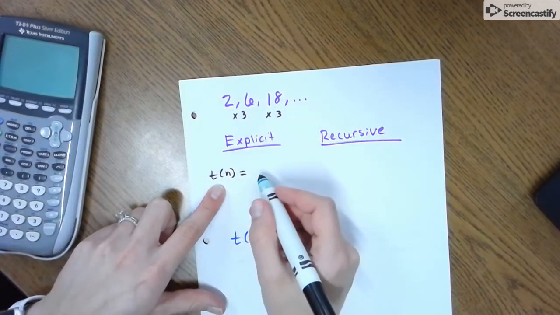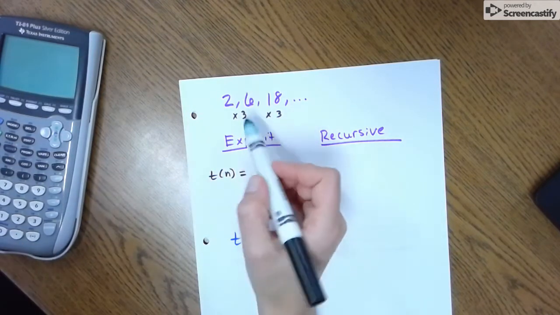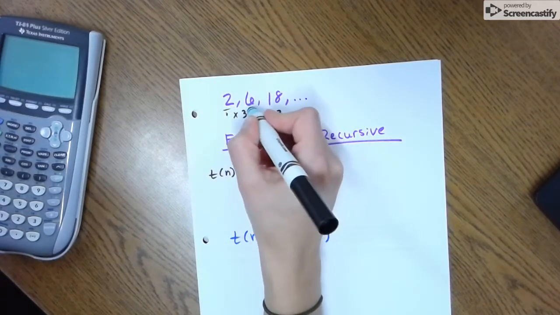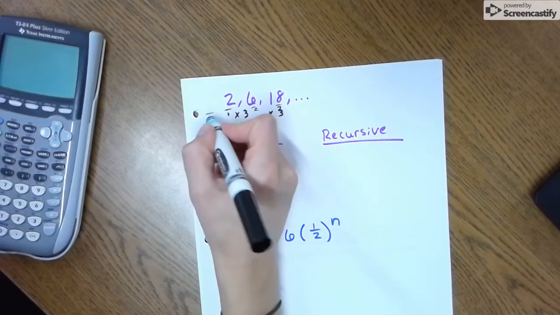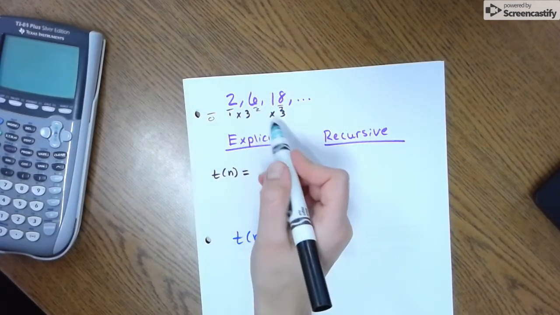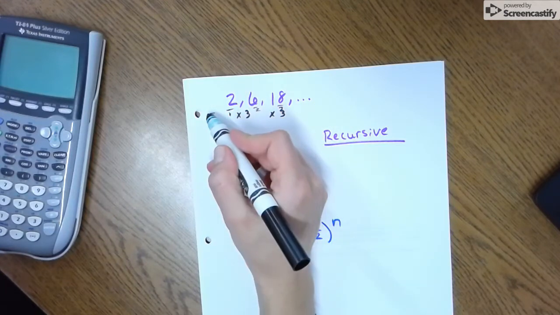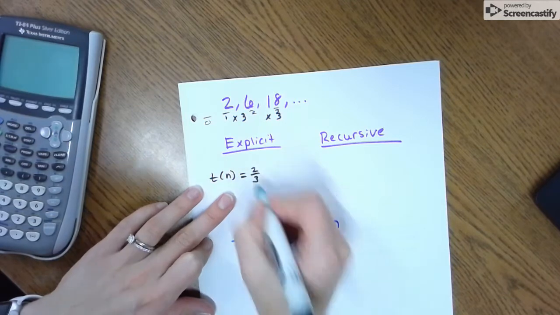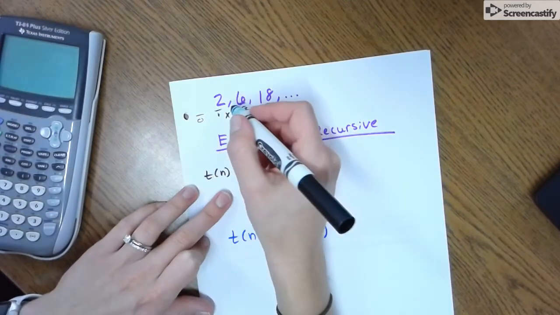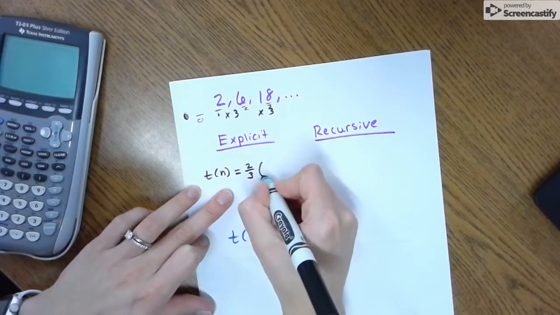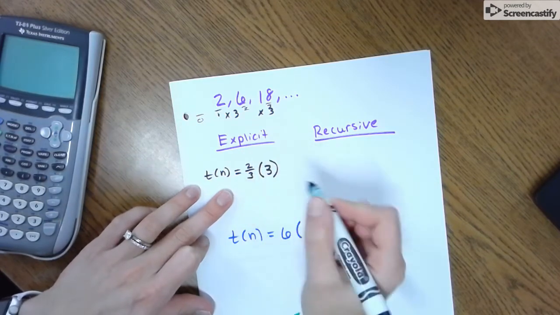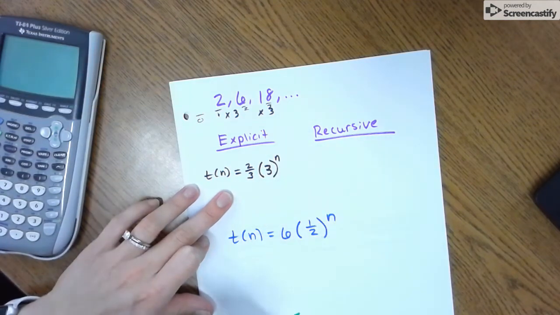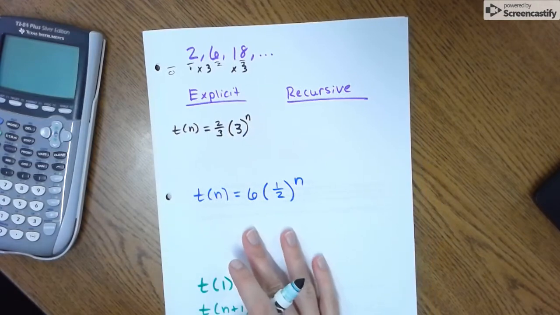We'll take our initial term, which is our zero term. Now, if going forward we're multiplying by 3, this is like term 1, this is term 2, this is term 3. I need term 0. So if going forward we're multiplying by 3, going backwards I actually need to divide by 3. So 2 divided by 3, I'm just going to keep it as 2/3. Then that times my common ratio, which is 3, and I'm multiplying by 3 consistently, so I'm going to put it to the power of n. So that would be our explicit equation.